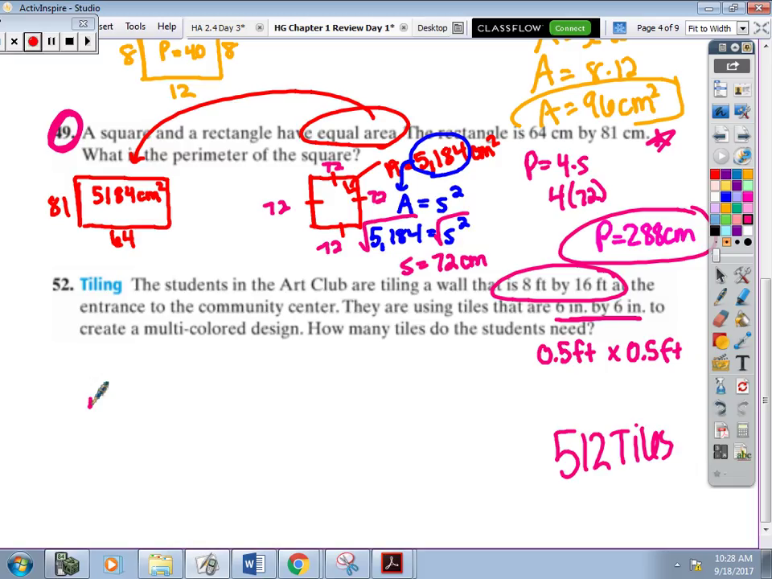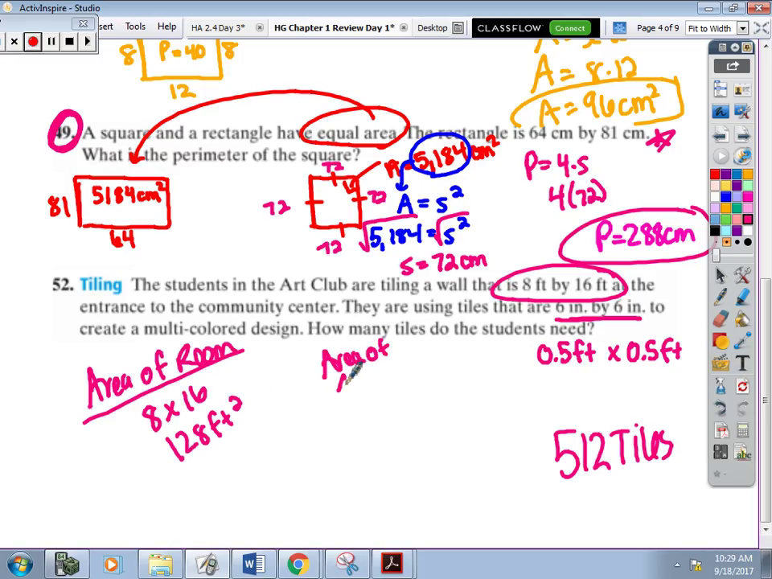So I found the area of the room, which was 8 times 16, which got me 128. Then I found the area of one tile. And again, you don't want to do 6 times 6 because we are looking at feet. If you were doing that, you would have to first multiply each of these by 12 and then multiply them together. Okay, so the area of one tile in feet would be 1/2 times 1/2 is 1/4, or 0.25.